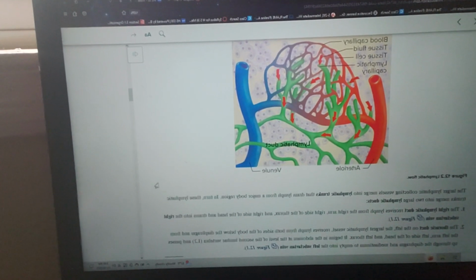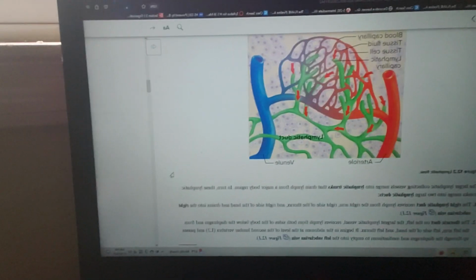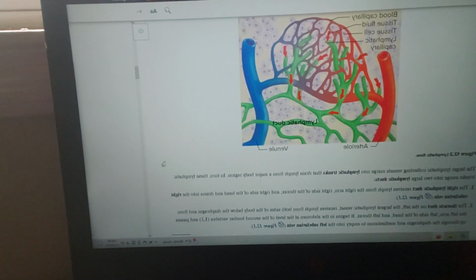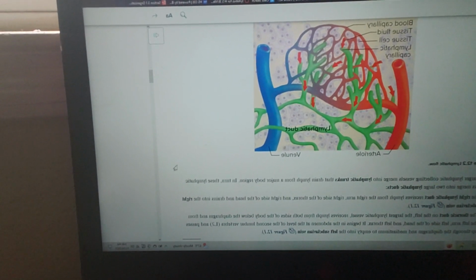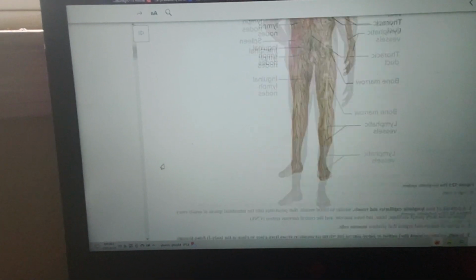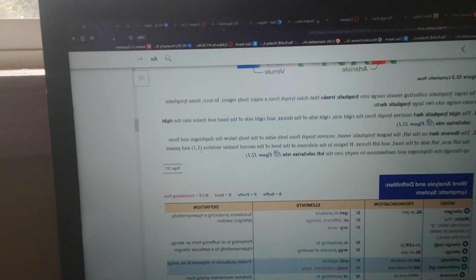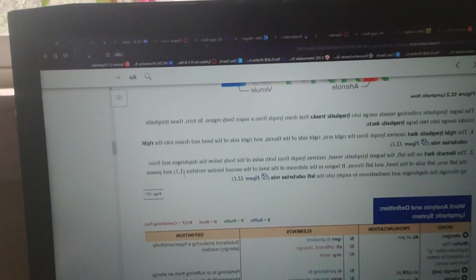Second, the thoracic duct on the left, the largest lymphatic vessel, receives lymph from both sides of the body below the diaphragm and from the left arm, left side of the head, and left thorax. It begins in the abdomen at the level of the second lumbar vertebra, L2, and passes up through the diaphragm and mediastinum to empty into the left subclavian vein.